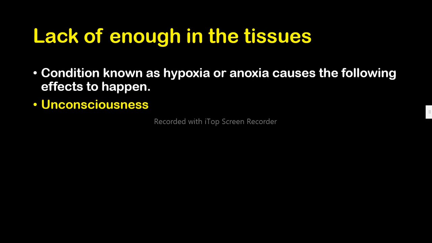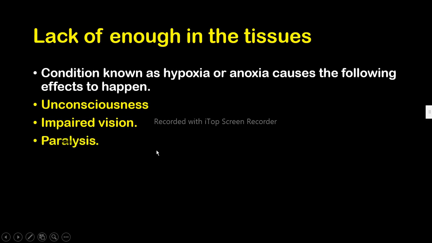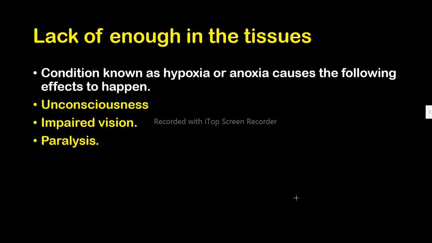You generally don't understand yourself, and generally your body is weak, it is sluggish. And you have impaired vision, you cannot see clearly, you just see blurred images. You can't read simple things, you can't see people who are a bit far. So you have impaired vision. Generally you have paralysis, muscle paralysis. Now why all this? Remember, one chief function of oxygen is to bring about aerobic respiration.